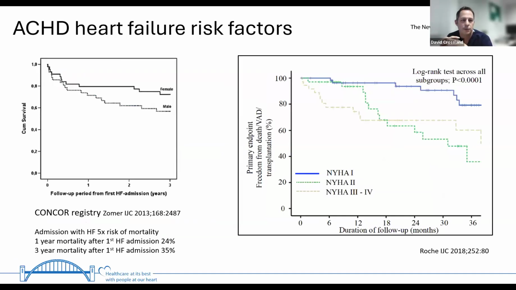We can combine this with more standard adult congenital heart disease risk factors. It's well recognized, and I've already alluded to this previously, that a single admission with heart failure in an adult congenital heart disease patient significantly increases your risk of dying. And this paper from Professor Roche showed us very clearly that patients with adult congenital heart disease who are more symptomatic are more likely to die soon.